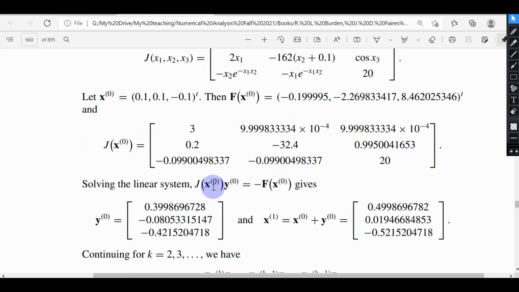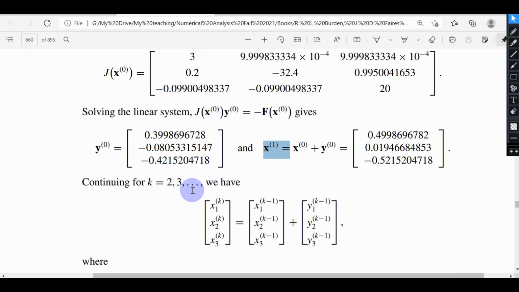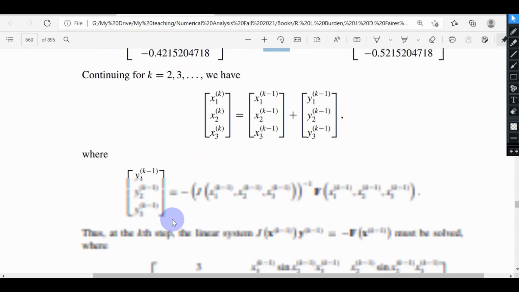To compute the y naught, I have to do the negative Jacobian inverse of x naught multiplied by f at x naught. After finding this y naught from this equation, I will add x naught and y naught to get my x1. This process will be repeated again and again by putting k equal to 2, 3 and 4 in the main equation.